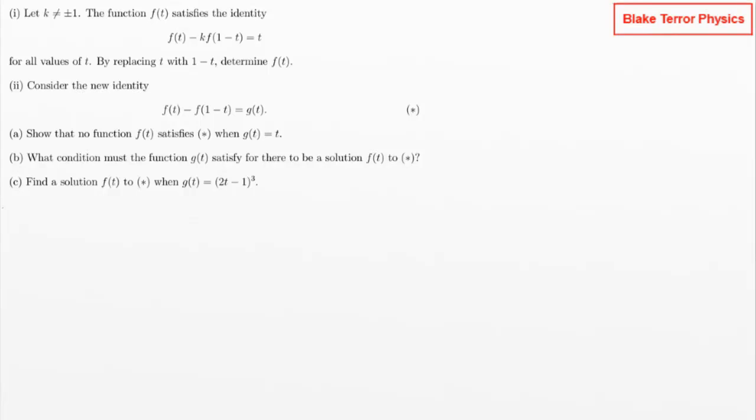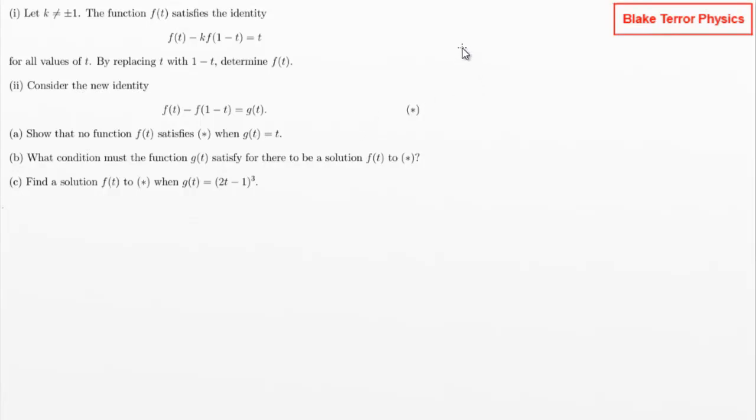Hello, this is question 2 from the 2013 MAT. It says here k is not equal to plus or minus 1. The function f, function of t, satisfies that identity for all values of t. By replacing t with 1 minus t, determine f of t.